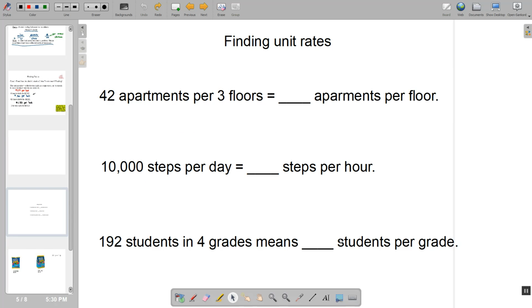Just a few quick other things when we're talking about finding unit rates. So unit rates is really breaking down the denominator so that it's 1. So if we notice in this first problem, it's 42 apartments per 3 floors. In order to be a unit rate, the denominator must be 1.